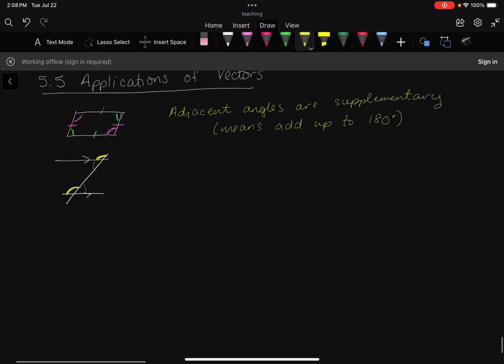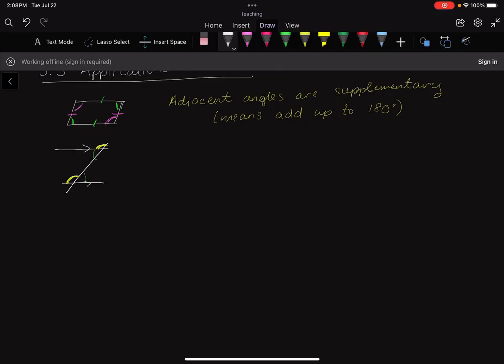Those are just some different things that we'll see throughout this section that I thought would be good to bring up in the beginning. So let's go ahead and work on our first example.